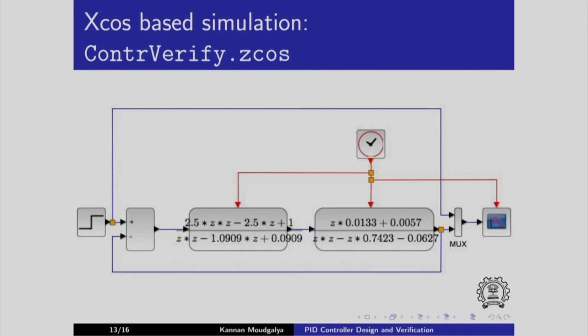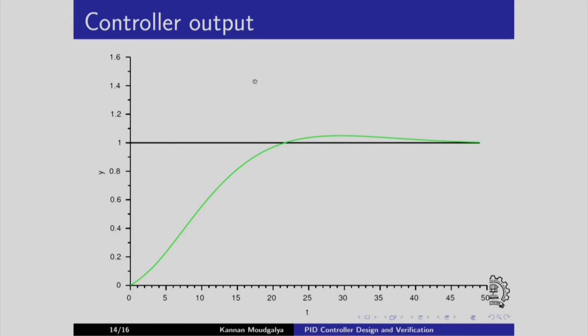Here I have implemented using xcos. It is in this file with extension zcos. When it is simulated, I get this response to a step input. The overshoot condition of 5% is met. Settling time of less than 50 seconds is also met. It is between 45 and 50 seconds here. The steady state error is 0, so the offset condition also is met, but the rise time condition is not met. We wanted it to be 15 seconds, here it is little more than 20 seconds.